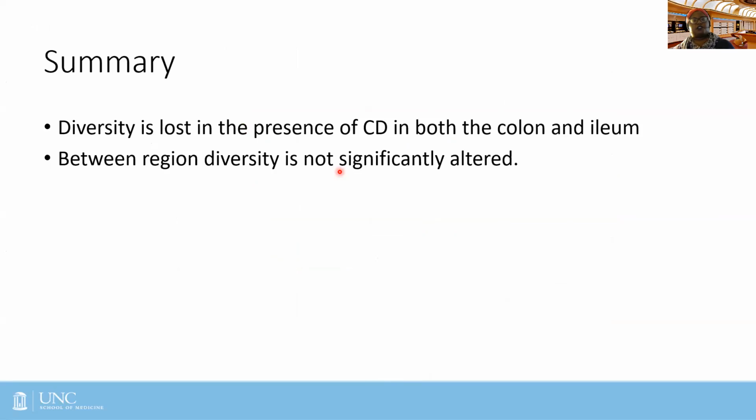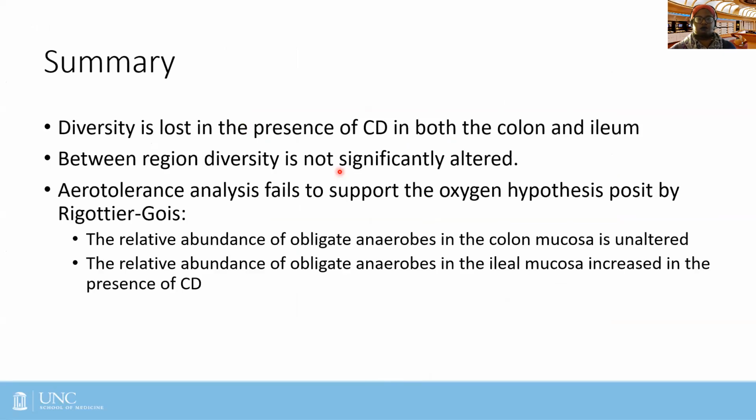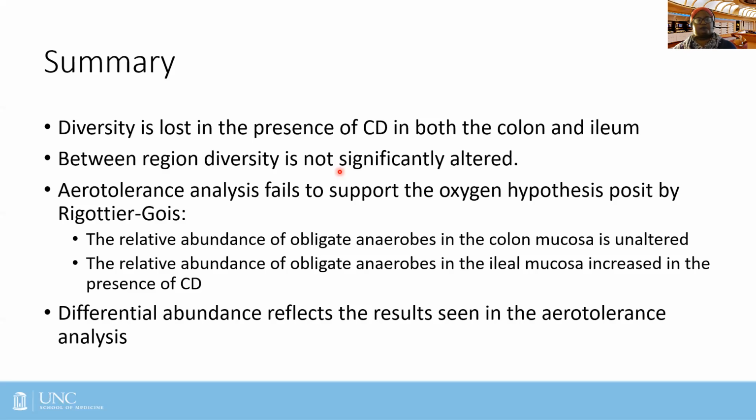But between region diversity is not significantly altered. And our aerotolerance analysis fails to support the oxygen hypothesis as proposed by Richard Ross. The relative abundance of obligate anaerobes in the colonic mucosa seems to be unaltered between Crohn's disease and non-IBD. And in the ileal mucosa, the relative abundance of obligate anaerobes seems to be actually increased in the presence of Crohn's disease. And our differential abundance analysis also seems to reflect the results seen in the aerotolerance analysis.